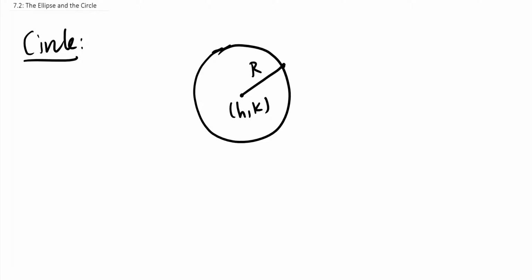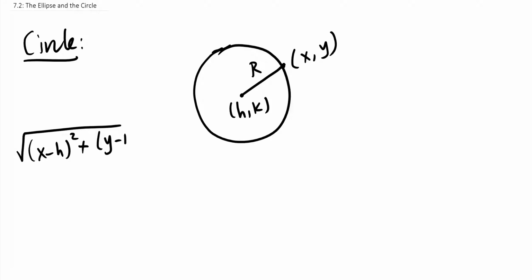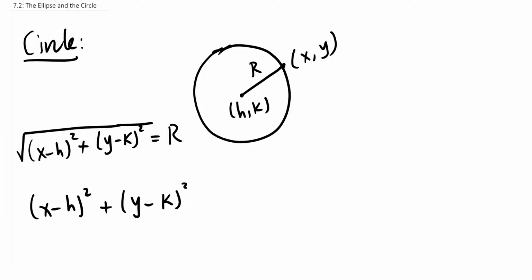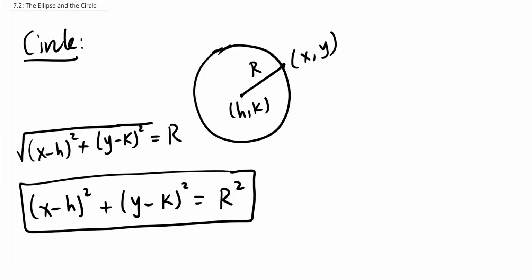If you pick any point here, (x, y), the distance from that point to the center is the radius. So if you use the distance formula, the square root of (x minus h) squared plus (y minus k) squared equals r. That's the distance between these two points, r. If you square both sides, you get (x minus h) squared plus (y minus k) squared equals r squared. So this is the equation of the circle.